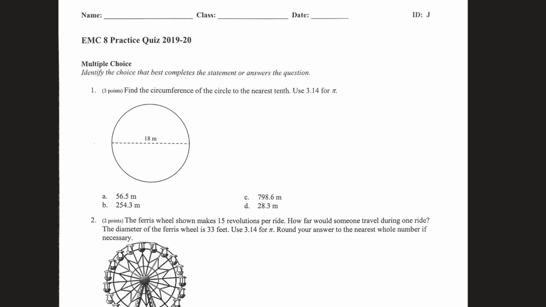So we need to find the circumference of the circle to the nearest tenth. We're going to use 3.14 for pi. The formula for circumference is diameter times pi. The diameter here is given as 18, so I just multiply 18 times 3.14, which is 56.52. Rounded to the nearest tenth would be about 56.5. And that looks like it's going to be A.